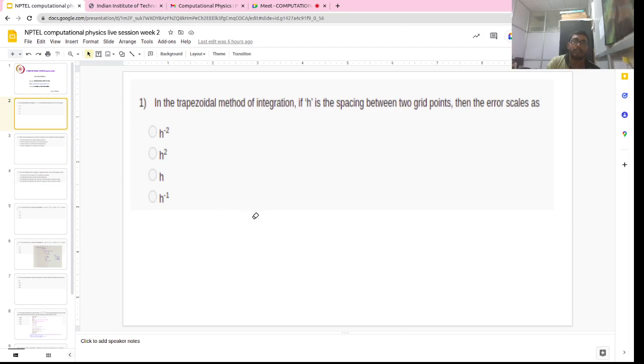Let's say h is the spacing between two grid points, and if we increase or decrease it, how does the error scale with that? What does intuition tell us? First, if we decrease the grid spacing, there will be many more grid points, and we are approximating with trapezoids in a better manner, so it will be closer to the realistic curve. Therefore, if we decrease h, the error will be minimized.